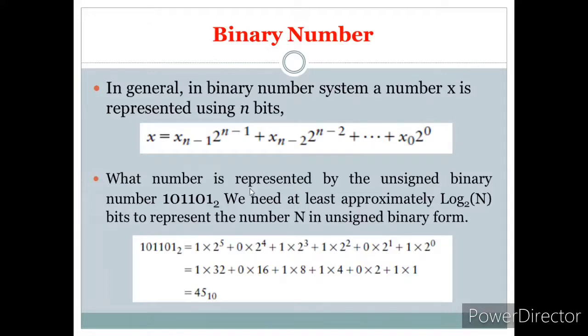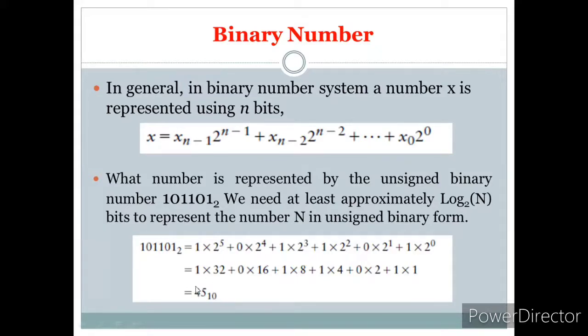Okay, so what number is represented by the unsigned binary number 101101 to the base 2? You can observe here the powers are 0, 1, 2, 3, 4, 5. So 1 into 2 raised to 5 is 32. 0, it is 0. 1 into 2 raised to 3 is 8. 1 into 2 raised to 2 is 4. 0, it will become 0. 1 into 2 raised to 0 is 1. So when you add this, 32 plus 8 is 40, 44, 45.